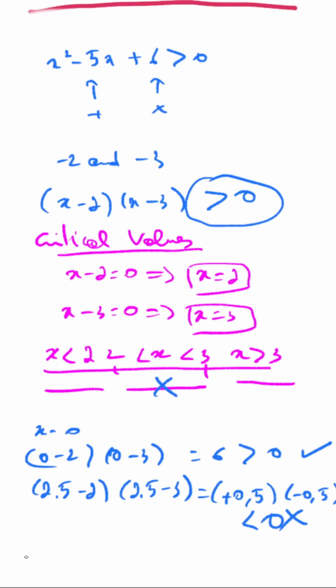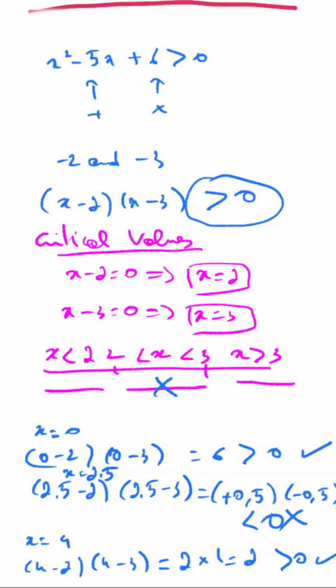Third, we have x greater than 3. We can take, let's say, 4. So for x equal to 4, here x equal to 3, here we took x equal to 2.5. Now we do 4 minus 2, 4 minus 3. So it will lead to 2 times 1, which is 2, which is positive. Then we have it. So we have this interval and this interval. Okay, so the middle interval doesn't work.